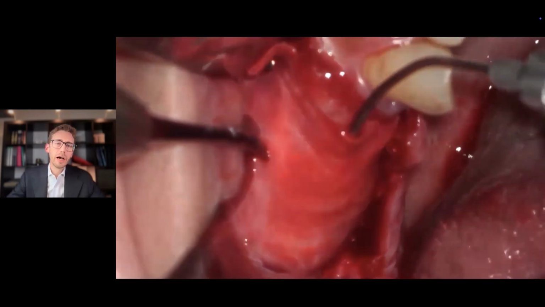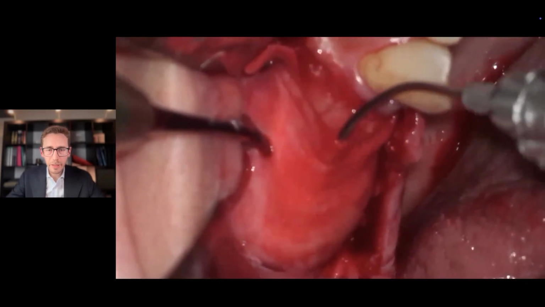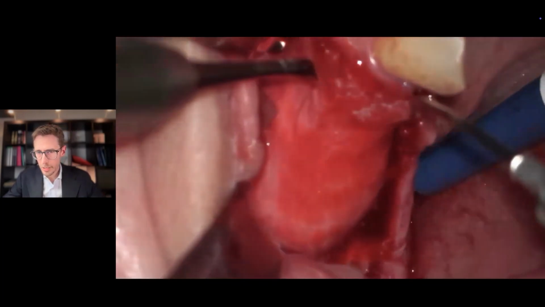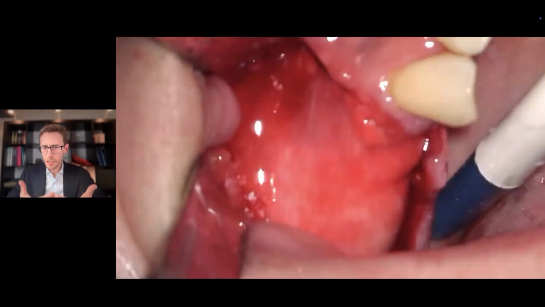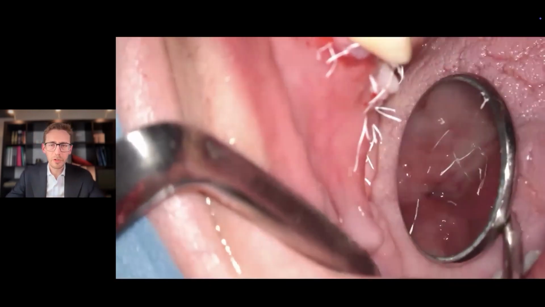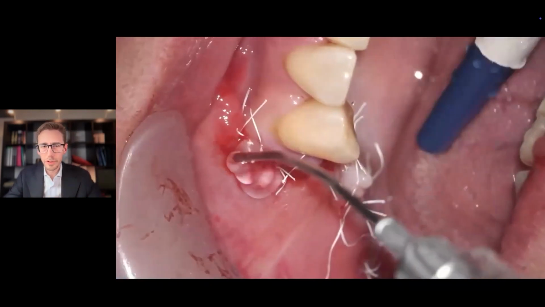You see a second layer of Regenfast is applied in this very first case, both below and on top of the membrane. But in the following cases, as you will see, I stopped applying the product below the membrane. I only applied it on top of the membrane to facilitate the interaction with the periosteum.